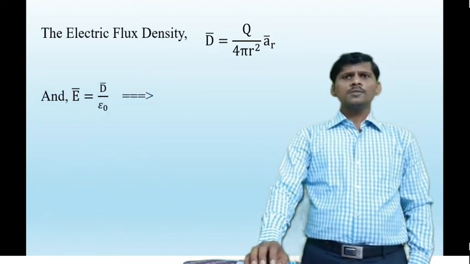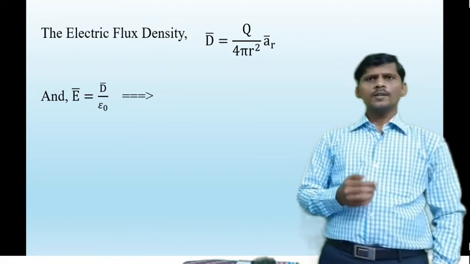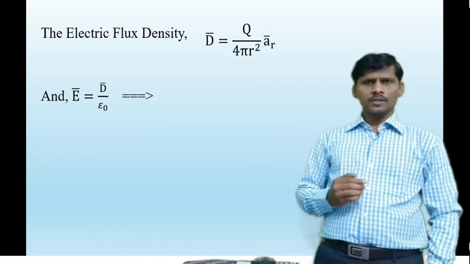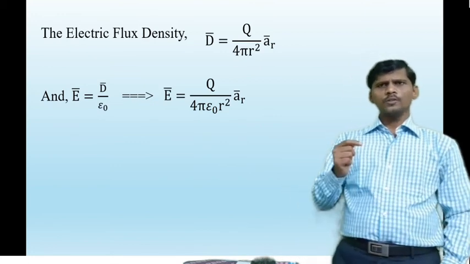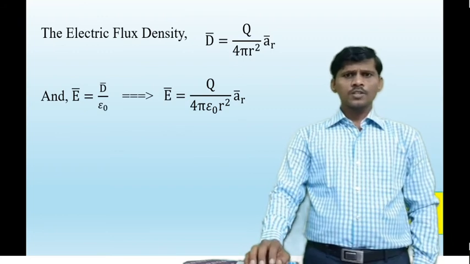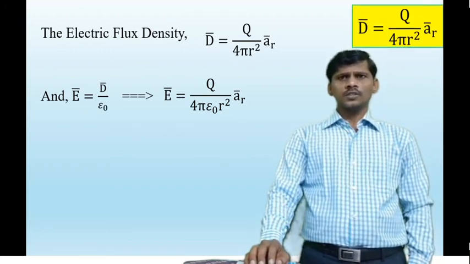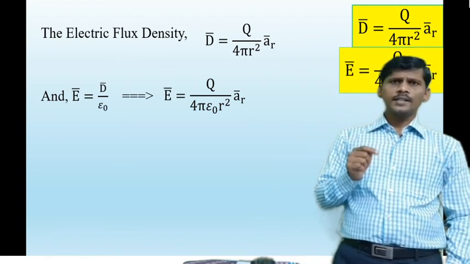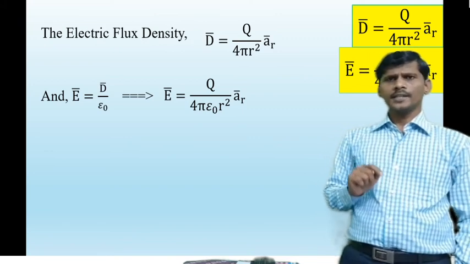So what is the relationship between electric field intensity and electric flux density? D bar is equal to epsilon naught into E bar and E bar is equal to D bar by epsilon naught. So the electric field intensity E bar is equal to Q by 4 pi epsilon naught r square into ar bar. So this is the equation of electric field intensity or electric flux density at point P due to the point charge Q located at the origin.